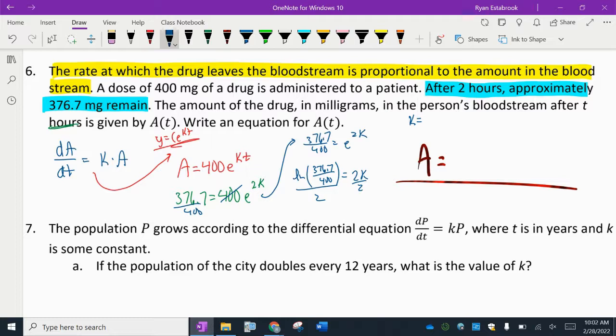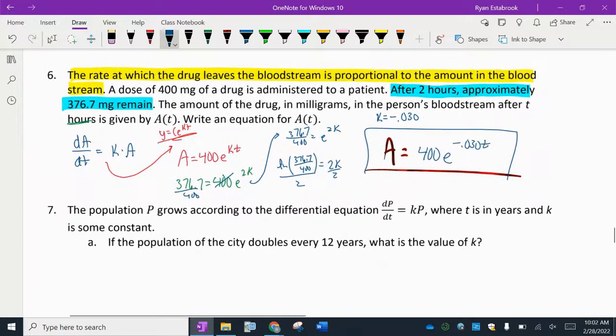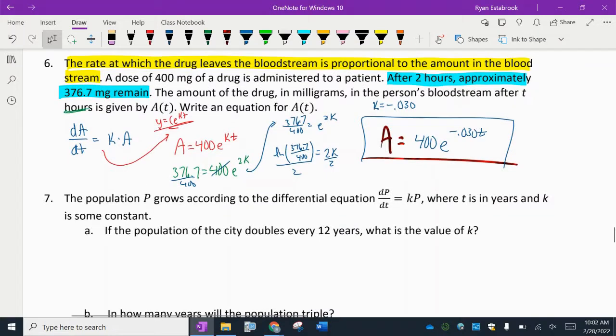K should be negative because the amount in the bloodstream is decreasing. K, in fact, is negative 0.030. So calculator work through this, which means our equation for A of t is 400, the initial amount, e to the negative 0.030 t. We're ready to move on to number 7.